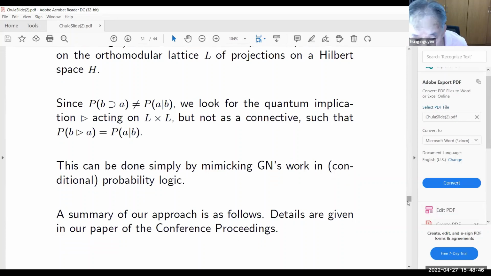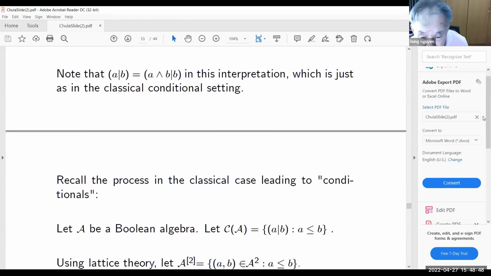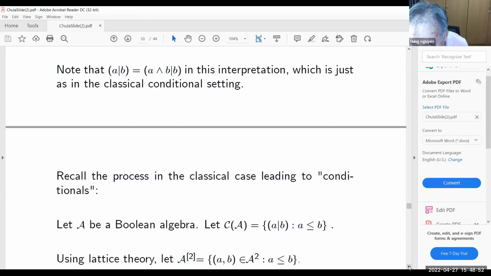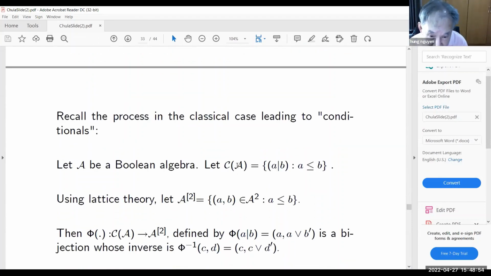Okay, so here is the interpretation. Interpretation is very simple. The set of conditional events is just like an ordinary one. That means a conditional event of A given B is simply a pair of A and B where A is less than B. In Boolean logic, less than means a subset. A is a subset of B.